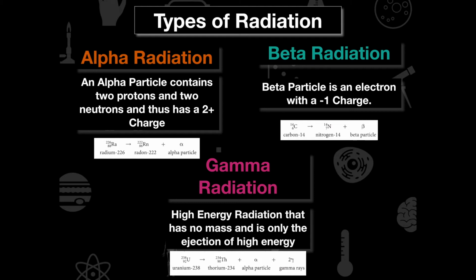Now, alpha radiation has the least amount of energy, then beta radiation is somewhere in the middle, and gamma radiation is super high in energy. And this is what we're really talking about when we talk about nuclear reactions and nuclear bombs. This is the one that goes through and releases a massive amount of energy into the environment.